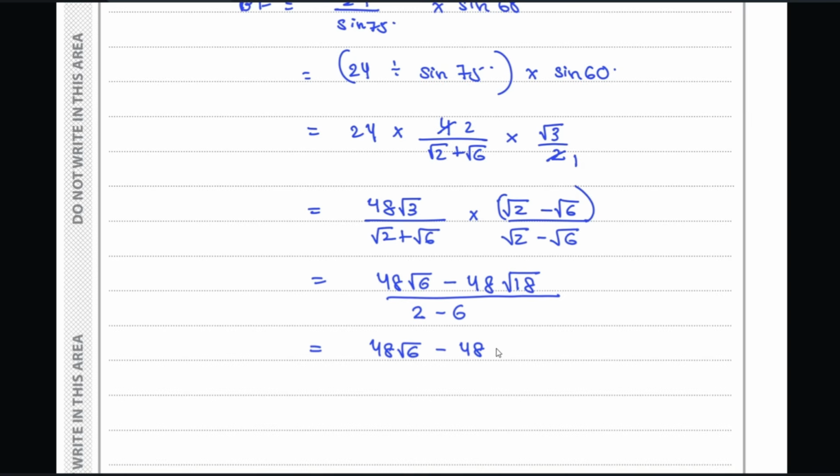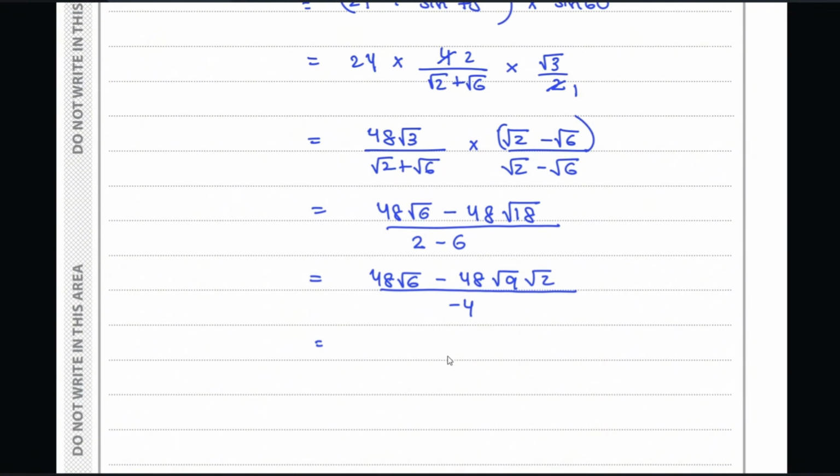Root 18 can be split into root 9 times root 2, and then 2 minus 6 is minus 4, and then both of these are divisible by 4. So the first term is going to be 48 divided by 4 is 12, so we'll have minus 12 root 6, and then that is going to be plus 12 times root 9, which is 3, times root 2. So minus 12 root 6 plus 36 root 2.